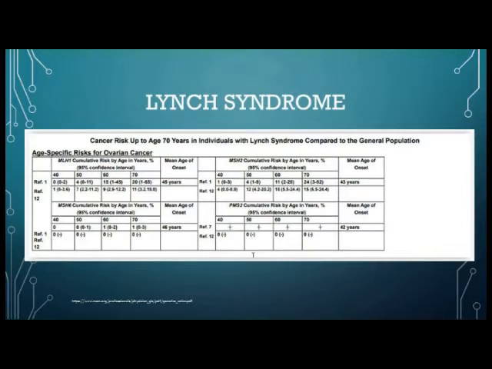So this is a graph showing the different mutations and the age they were diagnosed with their ovarian cancer. So the average age for all of them, even though there weren't any they thought were associated with PMS2, is pretty similar, but all in the early 40s.